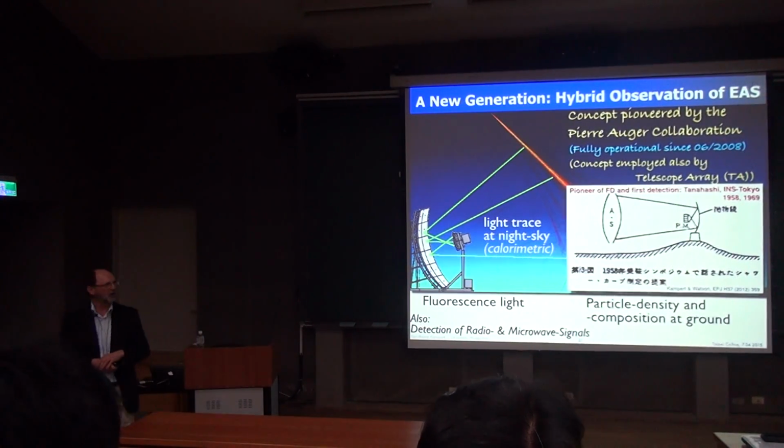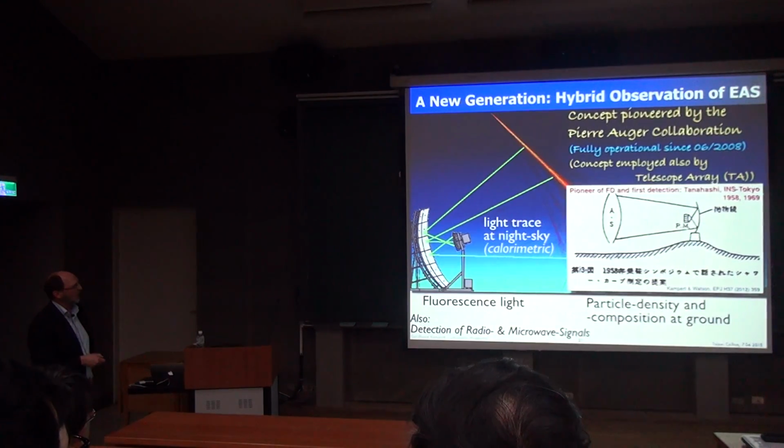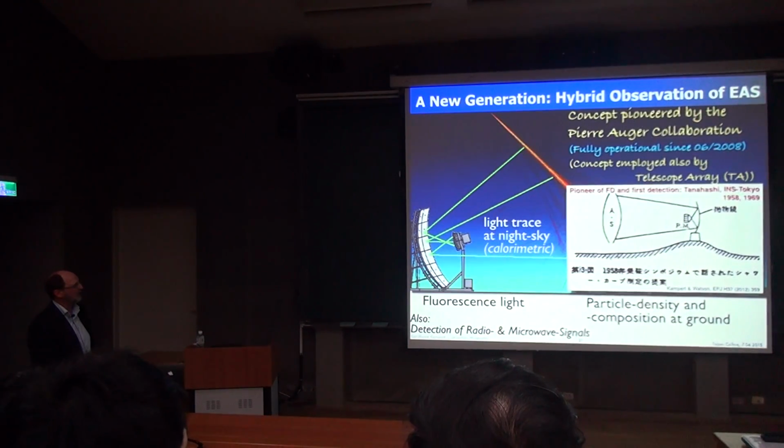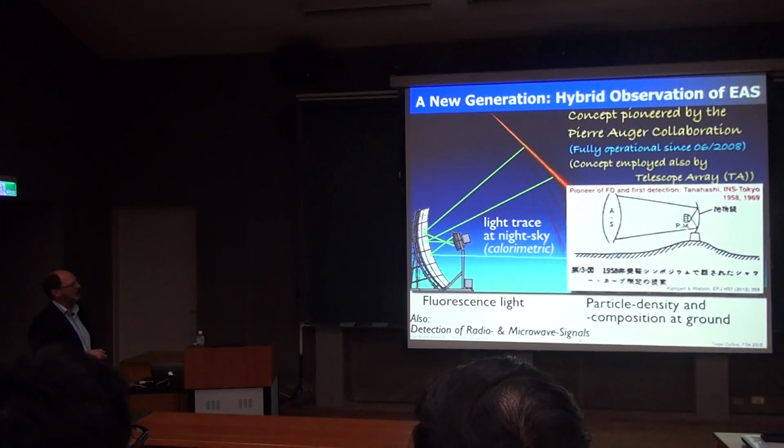This is indicated here. So this is the first drawing which Alan Watson and myself found in some old paper of 1958. It was actually an annual report of an institute from Tokyo. And you see here's a concept. So this is indicated to be a small telescope. Here is a photomultiplier camera. The light is reflected by a mirror to the photomultiplier. And that was, as I said, 1958.